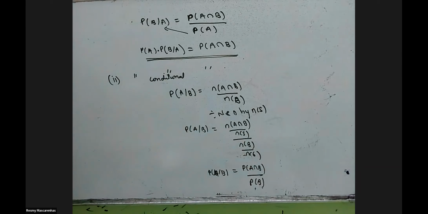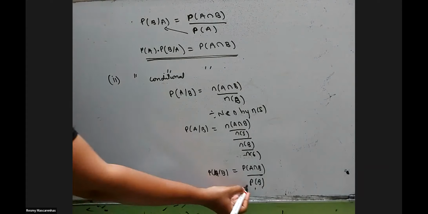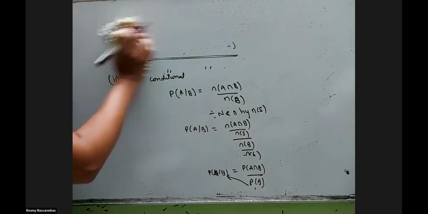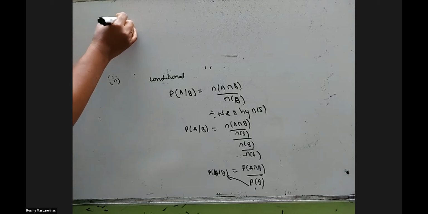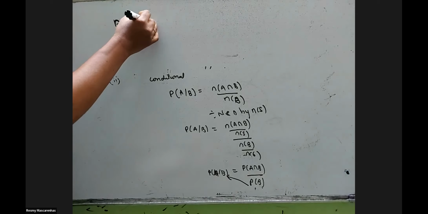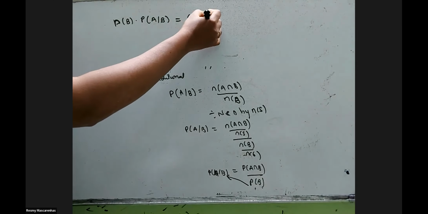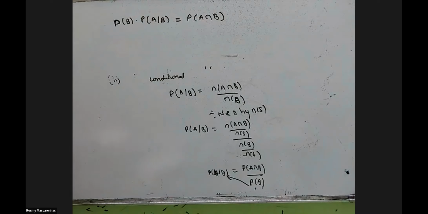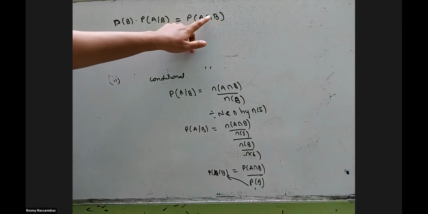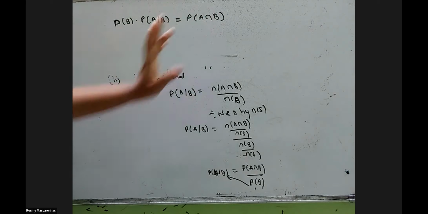So the moment you divide it by the sample space, it automatically gets converted into probability. Now just cross multiply and you'll get the answer. So take this, it will become multiplication. So it's the same thing, both the sides. For both the proofs, it is P of A intersection B only.